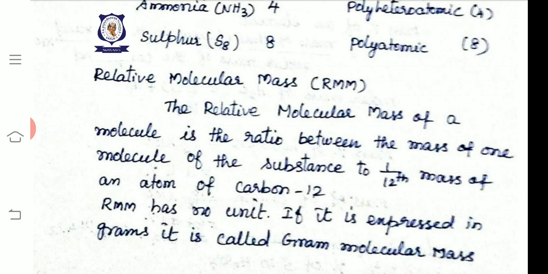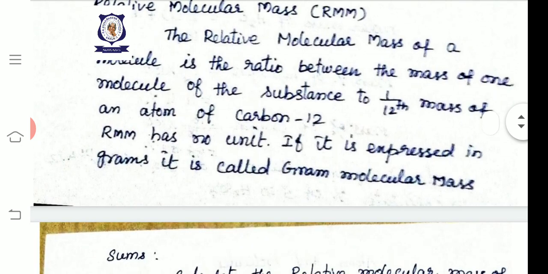So, just like relative atomic mass, it is a ratio. So relative molecular mass has no unit. When it is expressed in grams, it is called gram molecular mass.